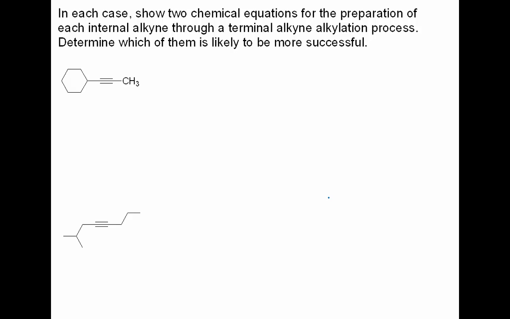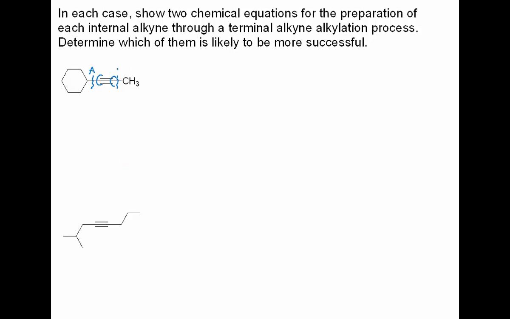In each case, this is a problem here. Again, do it yourself and then restart the video and you'll see the answers. Show two chemical equations for the preparation of each internal alkyne through a terminal alkyne alkylation process and determine which of them is likely to be more successful. All right, so in the terminal alkyne alkylation, remember that we're forming either of these bonds between the acetylide carbon and the alkyl group immediately adjacent to it. So there are two ways to make this.